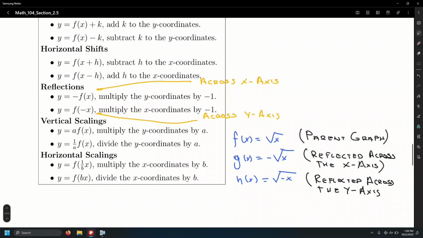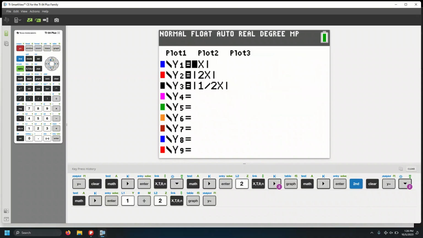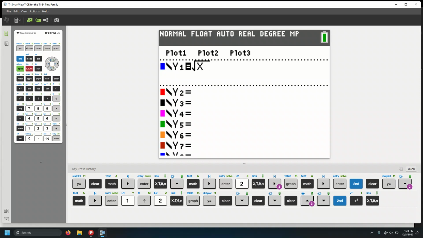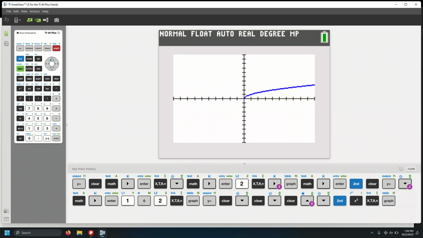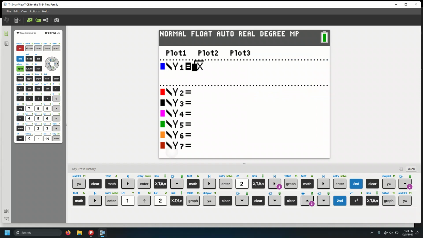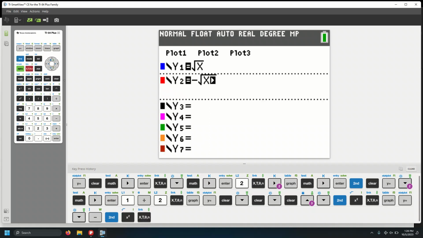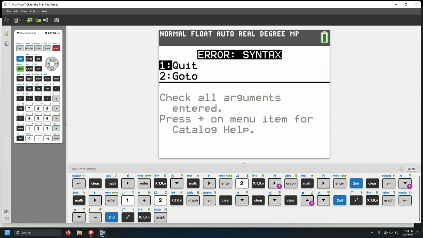Okay, let's see. I'm going to go to the calculator, y equals, and if you have anything, just clear it. And let's type the square root of x. That'll be the parent graph we know, right? I'm going to go back to y equals to type the second function, and be careful. I'm going to make a mistake here, which is the most common mistake a lot of students make. Check this out. I'm going to put this minus, square root of x, and I'm going to click graph. And I got a syntax error. Any ideas what I did wrong?